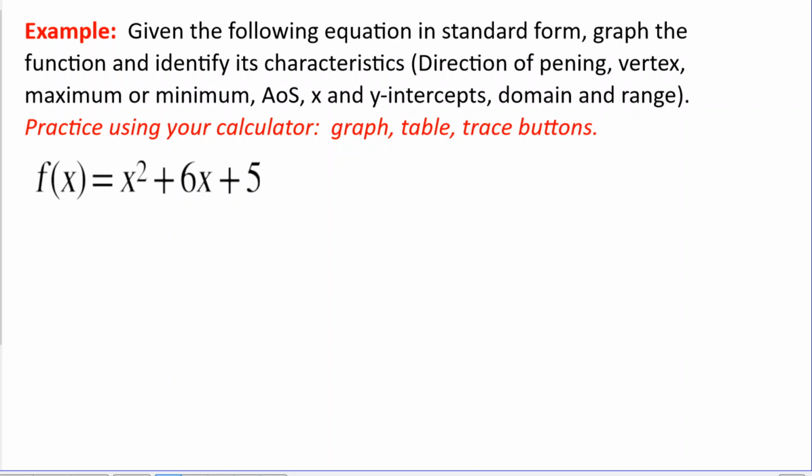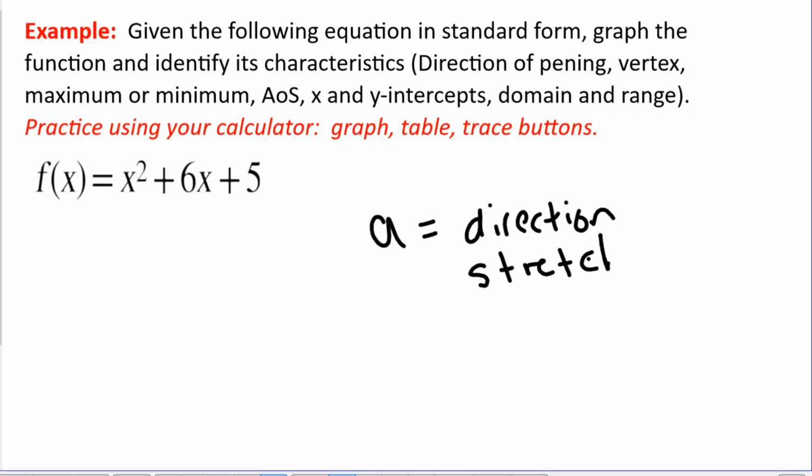Welcome back. We're going to continue our lessons on RF1 quadratic functions. So we talked about standard form in the last video. We described what A, B, and C did. Right? As a quick recap, we said A told us the direction of opening, and it also told us the stretch factor. How wide or how narrow is this parabola going to be?